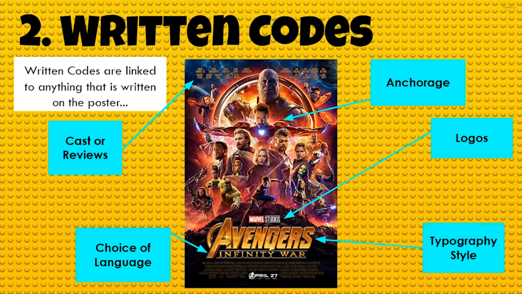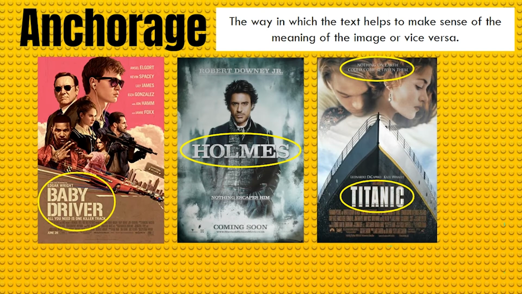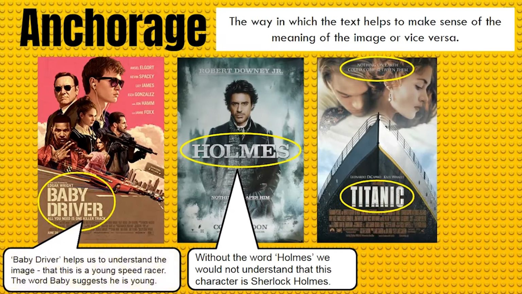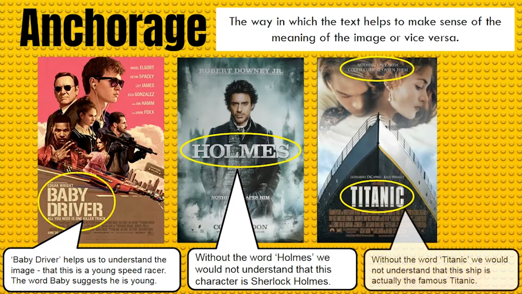And then we have anchorage. Now anchorage is the way in which the written text helps to make sense of the image or vice versa. So here, without the word Holmes, there is nothing on the image to suggest that this character is Sherlock Holmes. So the image and the text is working together to create that meaning. Baby Driver helps us to understand that maybe the guy in glasses, as he is the biggest in the image, is a young speed racer. And then of course, without the word Titanic, we would not understand that this is the iconic ship.